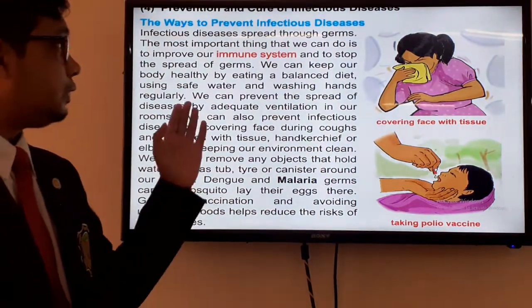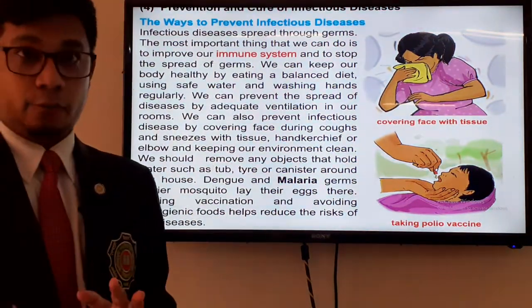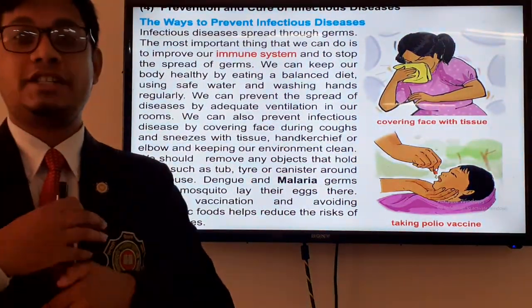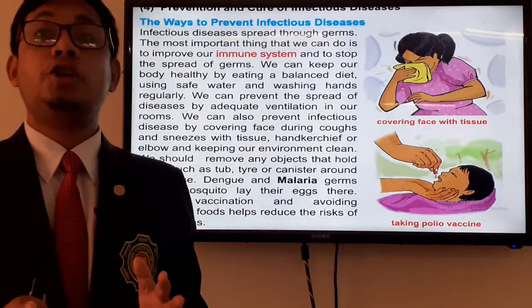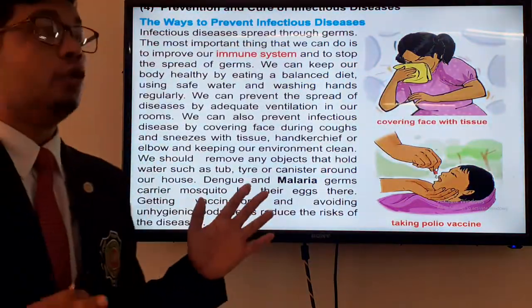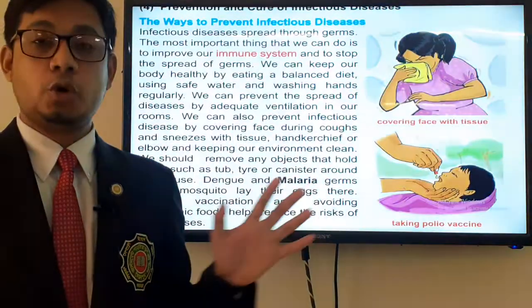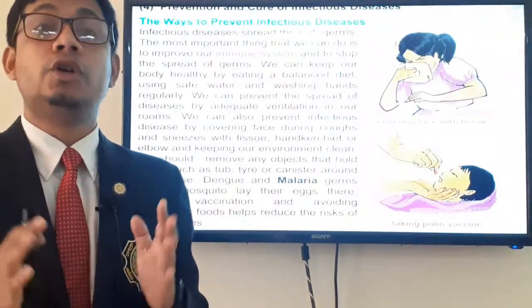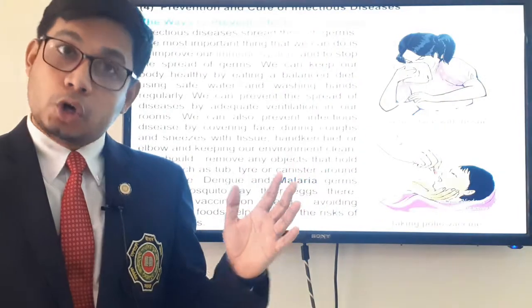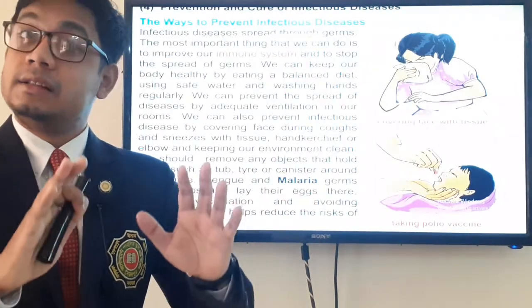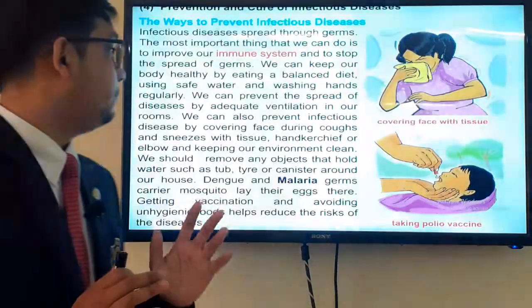We can keep our body healthy, as I said, by eating a balanced diet, using safe water, and most importantly, washing hands regularly. We can prevent the spread of diseases by adequate ventilation in our rooms. We should not keep our room closed all the time. In the daytime, we should keep the curtains and doors open so that sunlight can enter and the room gets well aerated. We should not keep ourselves closed in a room with no ventilation or sunlight. We should be aware of that.